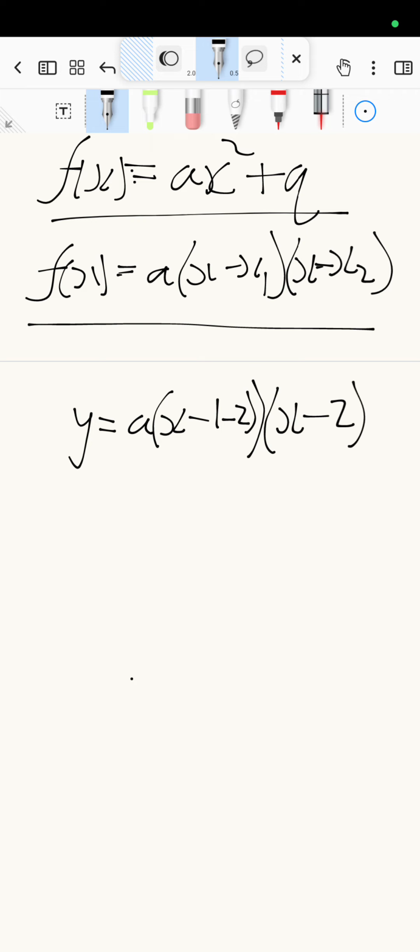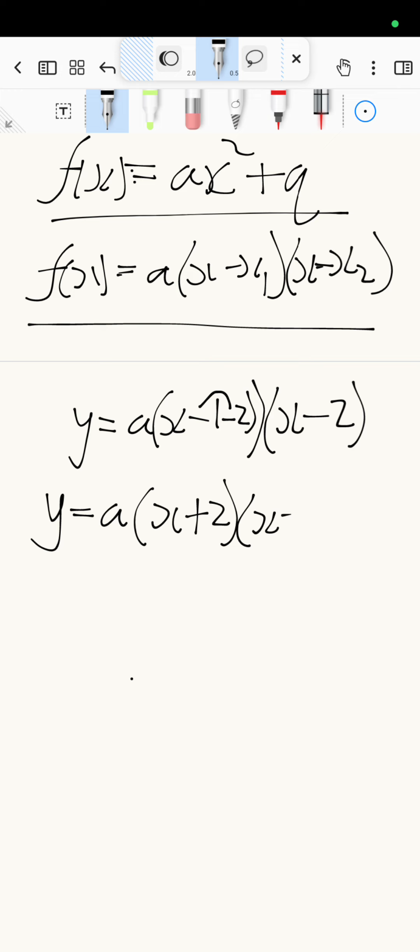Right, so now we need to do some manipulation. Let's just clean the bracket up over there. So it's going to be y equals a, open bracket, x. This negative multiplies with that negative, so it's going to be a plus 2, close bracket, open bracket, x minus 2. So we have options now. One of our options is we can multiply this out and clean it up, or we can go ahead and substitute immediately. If you look at this equation that I've underlined, how many unknowns do you have? You have one unknown, which is your a.